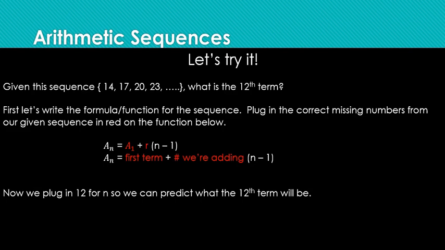Now, given the sequence 14, 17, 20, 23, what is the 12th term? First, we're going to have to write our formula. Plug in the correct missing numbers from our given sequence in red on the function below. So, our starting point is 14, right? It's our original number. So, a subscript 1 is going to be the 14.